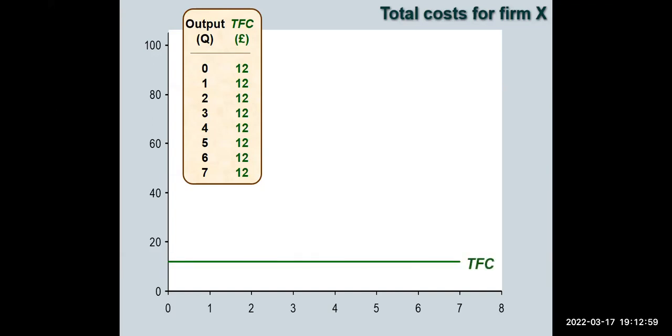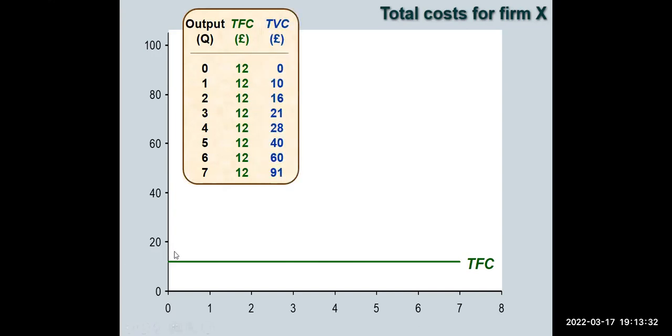If you graph this curve, you will get a horizontal curve. This is a total fixed cost because this is not changing with the level of output. So it will remain fixed on the y-axis where you are measuring the total fixed cost. So the total fixed cost curve will be a horizontal line. It will increase on the x-axis, but it will not change on the y-axis because the total fixed cost is not changing with the level of output. Okay.